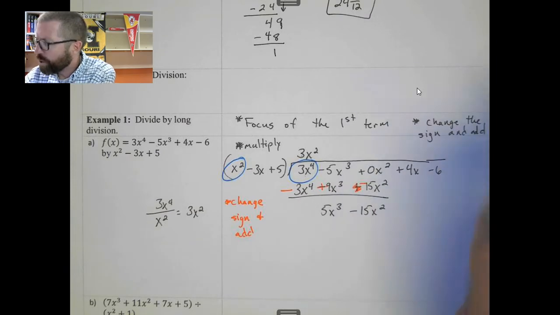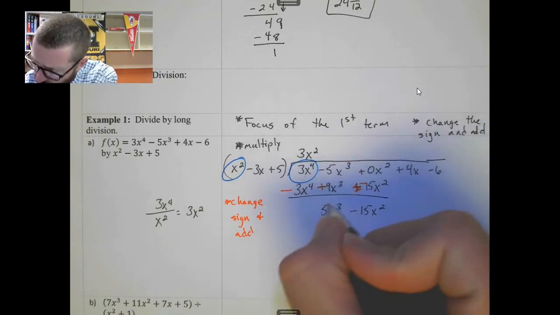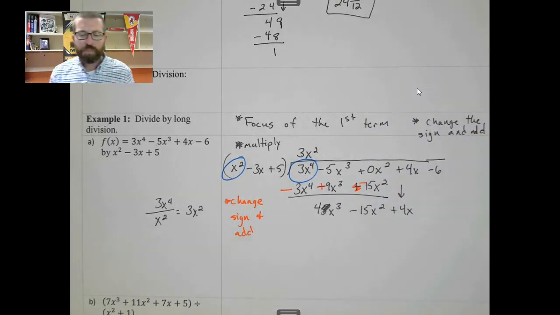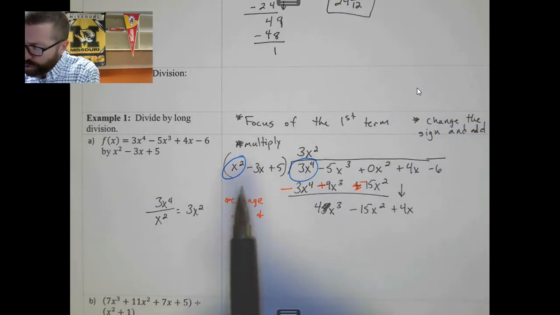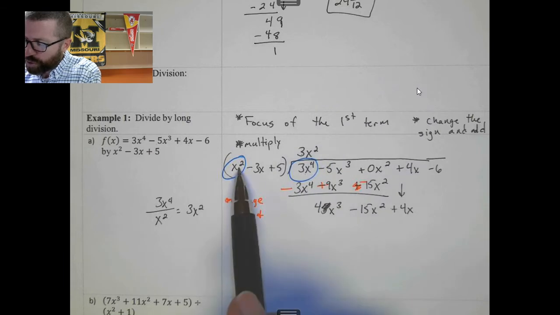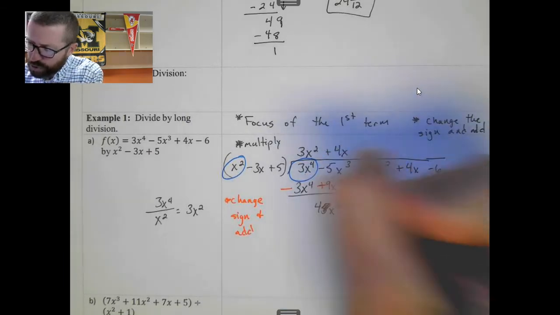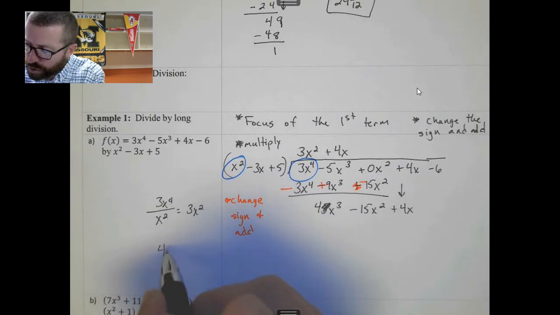And then you bring down, oops, I said 5, I meant 4, 4x cubed, and then you bring down this 4x. Okay, so now we're at the process where we brought it down, and then you just repeat. So what times x squared is 4x cubed? That would be plus 4x. Or, off to the side, 4x cubed divided by x squared is 4x.